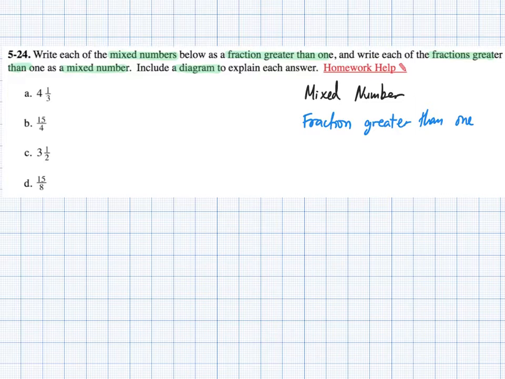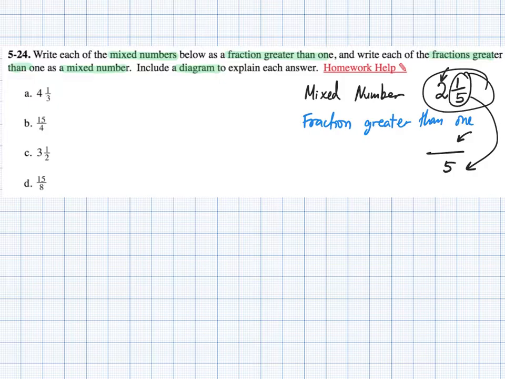So when we talk about a mixed number, we have a whole number such as 2, and then we have a part. They're stuck together. So 2 and 1/5. There's the whole number, there's the part. A fraction greater than 1 is a fraction where the numerator is greater than 1 and the denominator is whatever the divisor is. So this will be a number way bigger than that, 5.